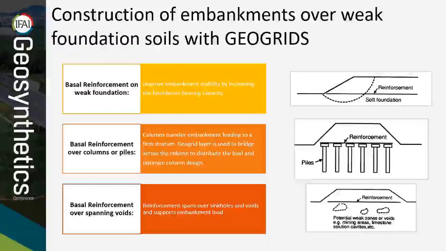So, basal reinforcement alone or in combination with vertical drains to control the stability of the structure without controlling the overall settlement, and basal reinforcement with foundation stabilization such as rigid inclusions to prevent or limit settlements. In the first case, the geosynthetic is going to help with increasing the bearing capacity of the foundation. In the second case, the geosynthetic reinforcement is going to help create a kind of bridge across the columns to distribute the load of the embankment and optimize the column design itself.